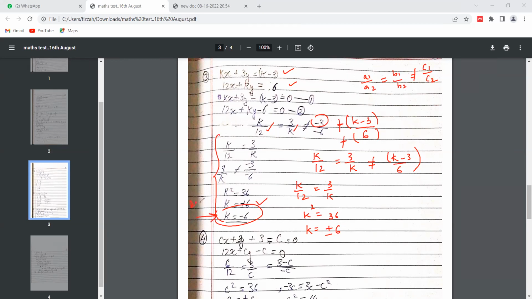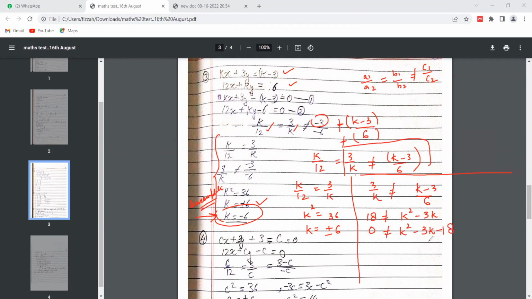See, this is incomplete. You cannot randomly pick one value. You have to show why you are picking one specific value. Now see here, how will you decide whether it is plus 6 or minus 6? You will use the other information as well. So 3 by k is not equal to k minus 3 divided by 6. You cross multiply. So 18 is not equal to k square minus 3k. So you get 0 is not equal to k square minus 3k minus 18.